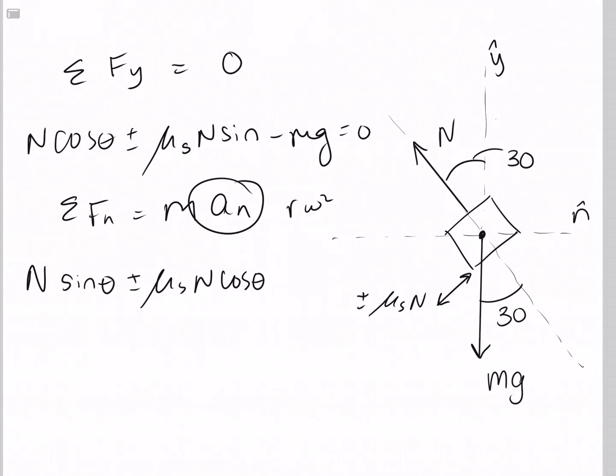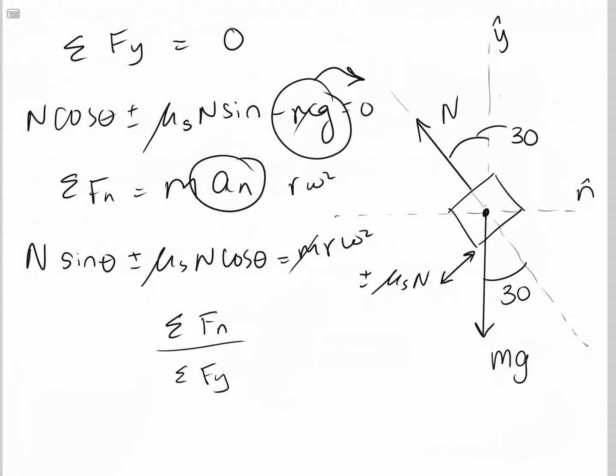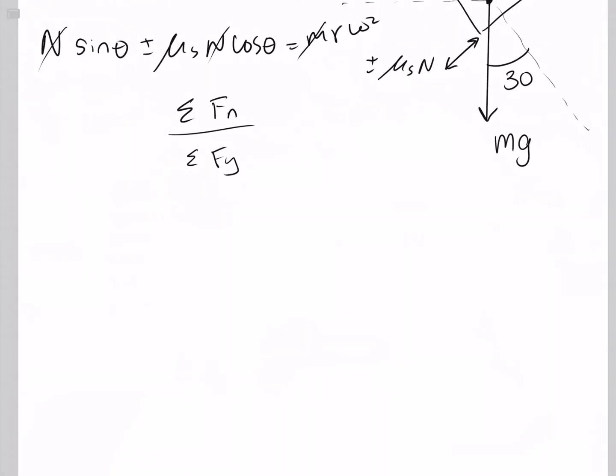And we get that N sine theta plus and minus mu s N times cosine theta equals m r omega squared. When you're given a lot of tangents and nonsense like that, or sines and cosines, it's easy in a lot of cases to divide one equation by the other. We'll do that here. We're dividing F of n over F of y. If you move this mg to the other side, you'll find that the mass cancels as well as the normal force. So we can just write it in much simpler terms, and we leave out variables that we don't have to solve for.